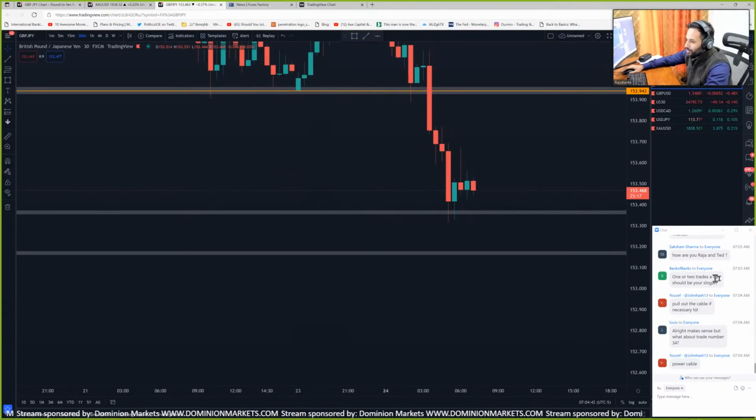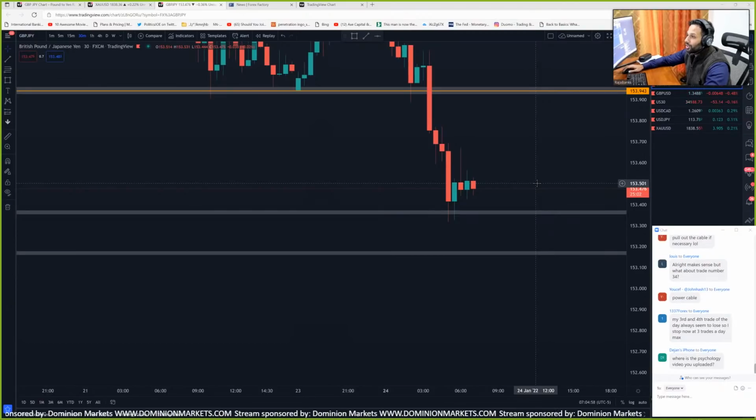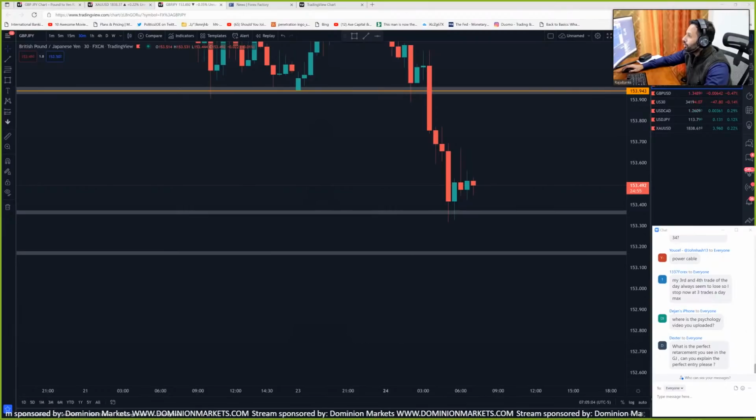What's your opinion on smart money concept? No idea. What's the minimum deposit on Dominion Markets to trade US30? I think go with $1,000. If you're going to trade US30, you've got to be able to afford $1,000, $2,000, $3,000 to trade US30. What is the psychology video you uploaded? Oh, we had a little bit of a copyright issue, so we are getting that sorted out.